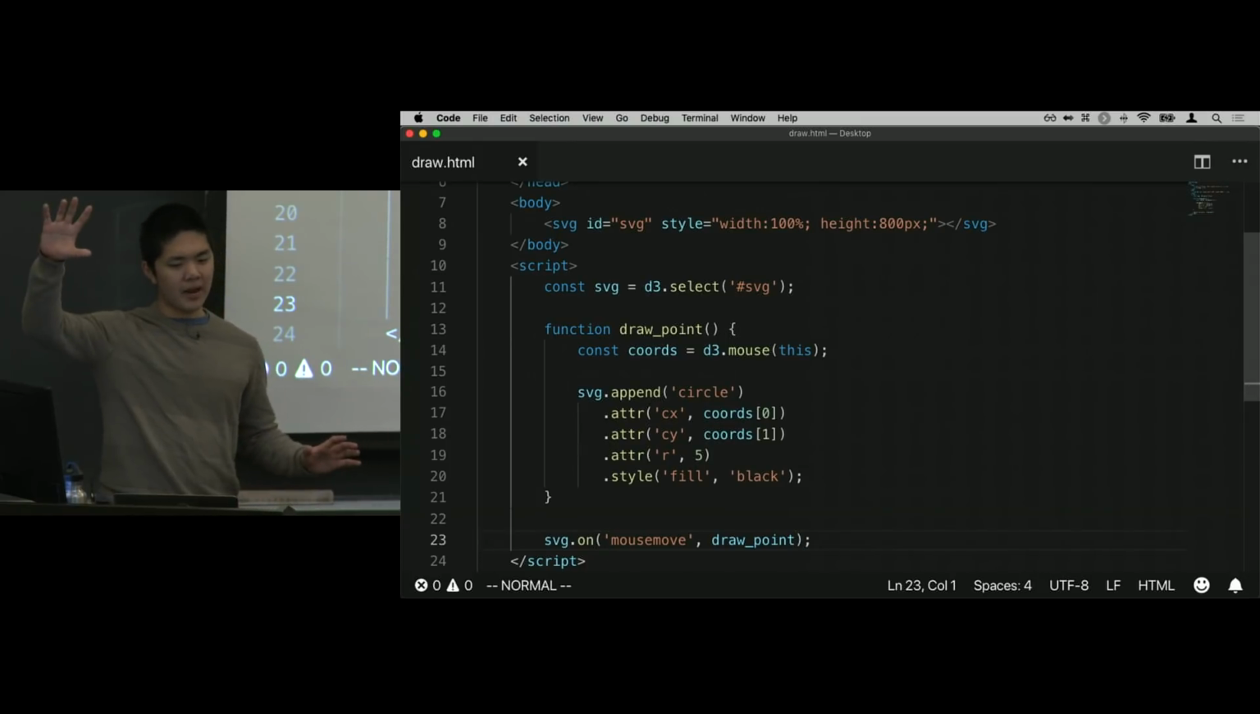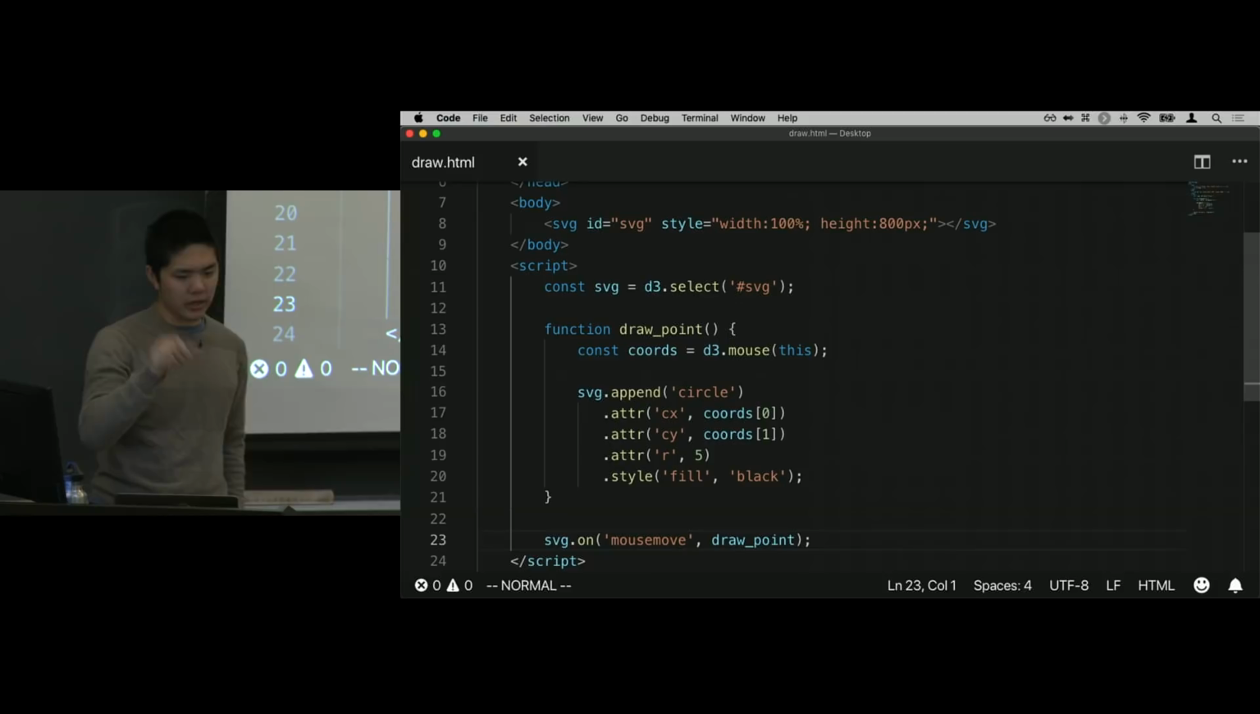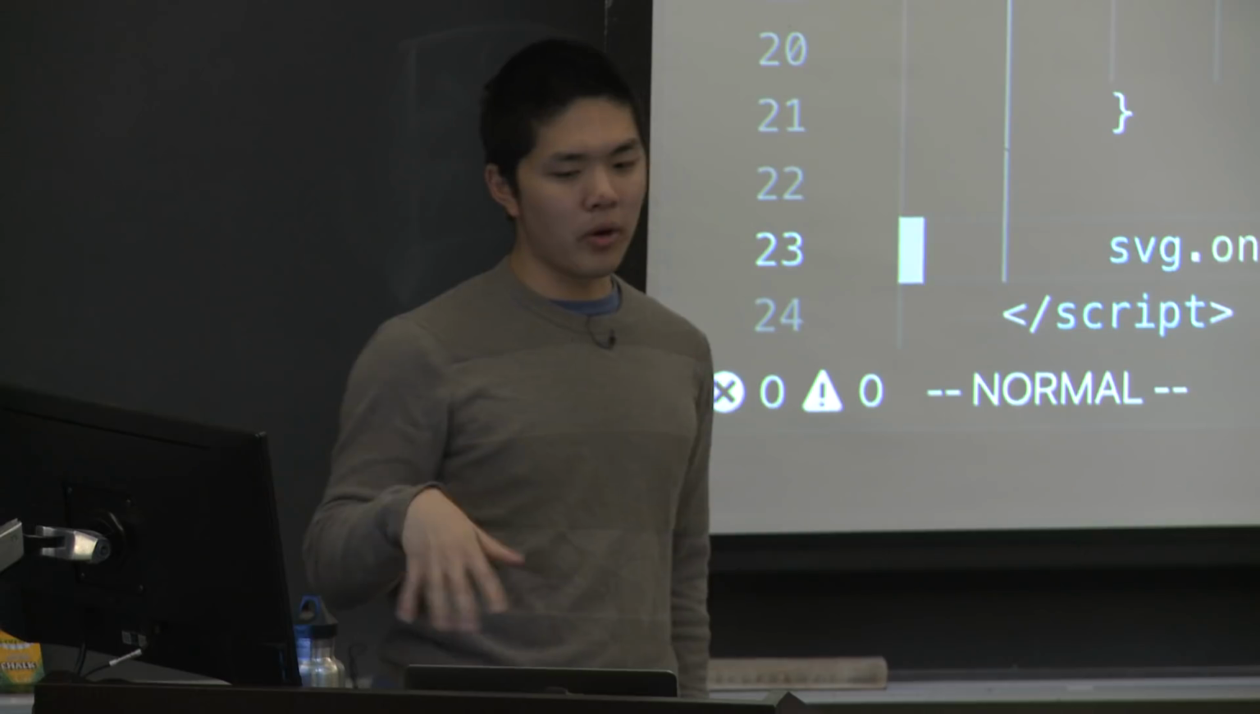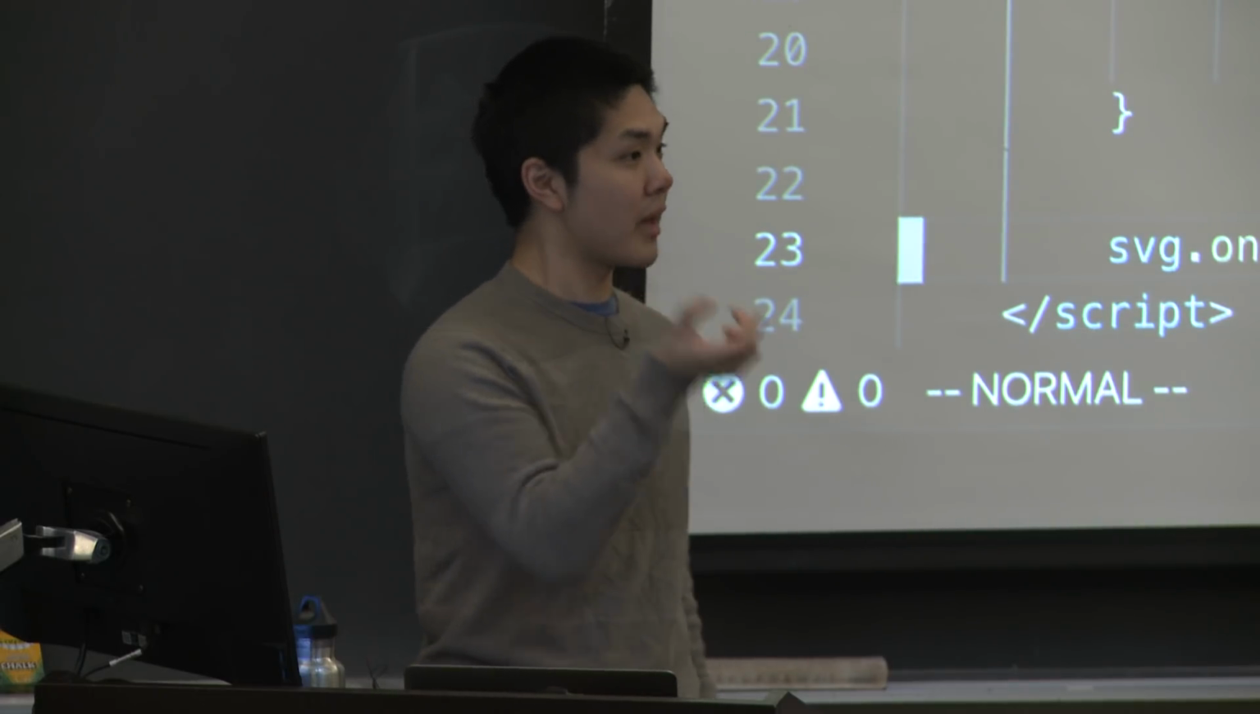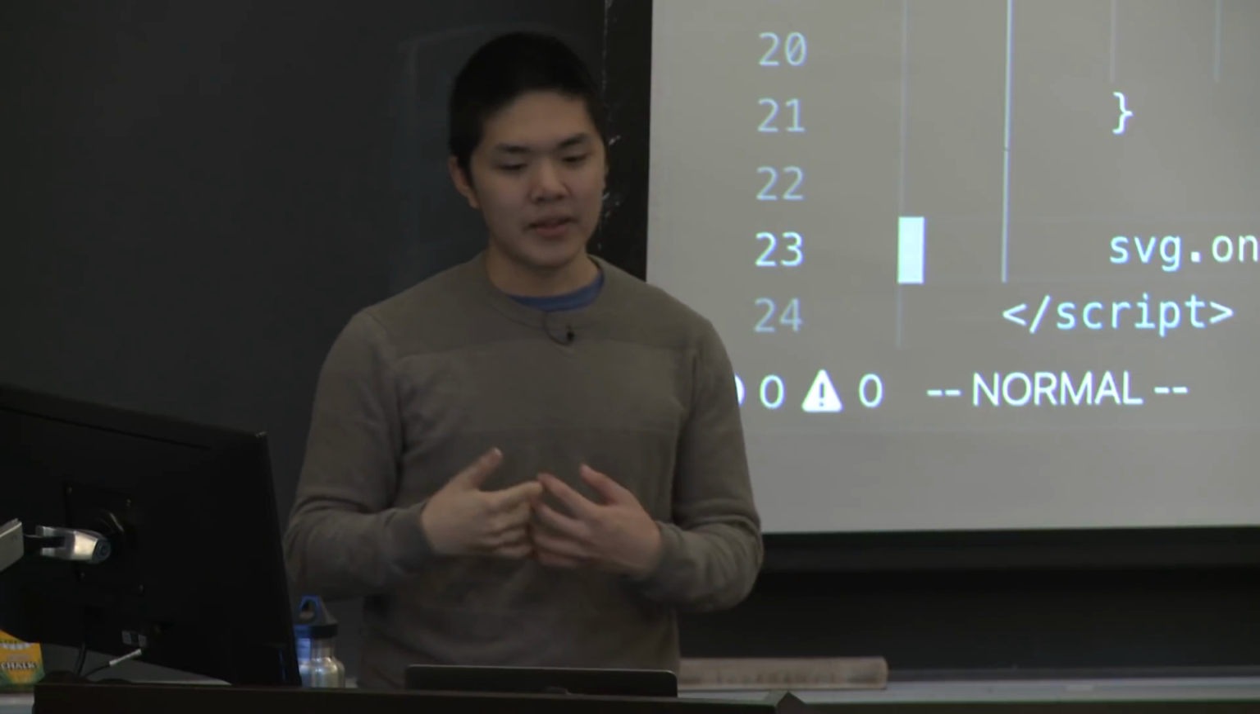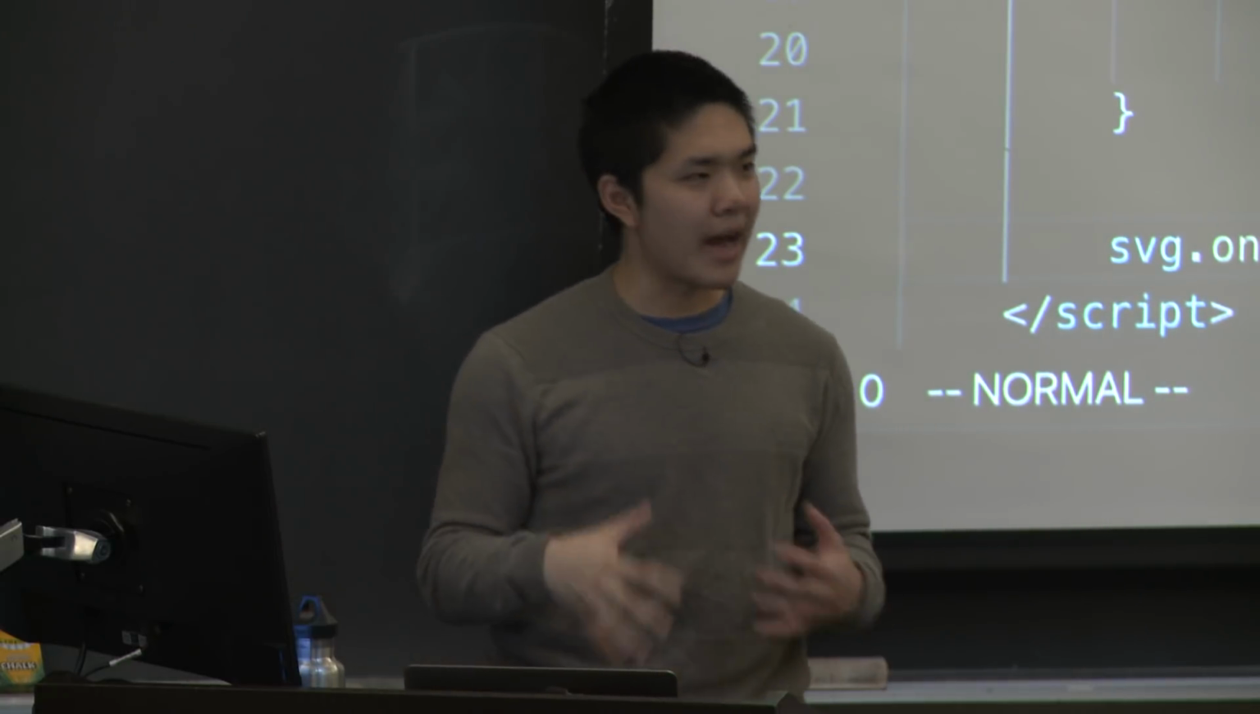So we have our SVG canvas. Anytime the mouse moves, we're going to call the drawPoint function. And the drawPoint function is going to figure out where the mouse currently is, save it in a variable called coordinates, and then add a circle to the screen that has those coordinates.